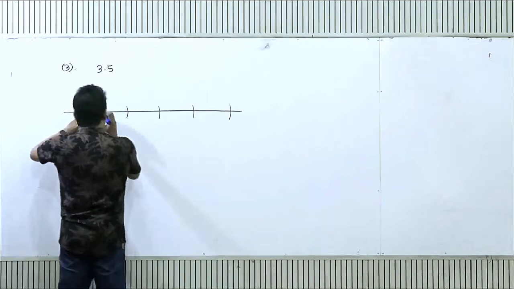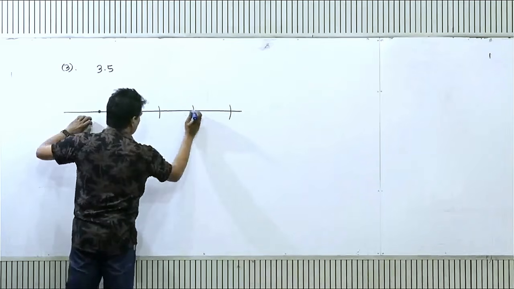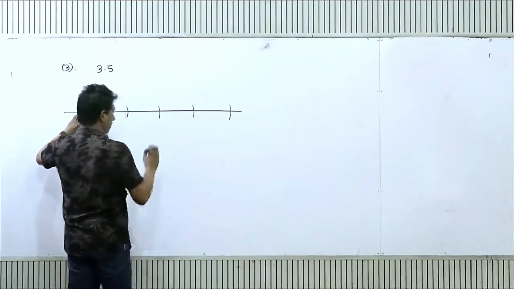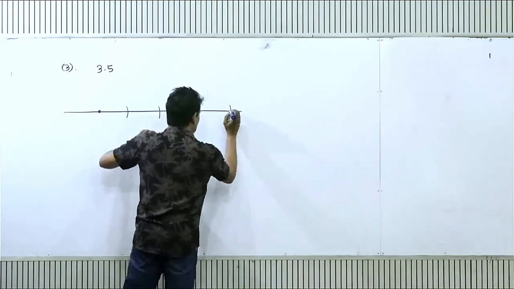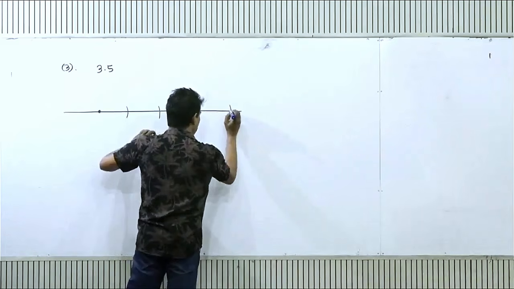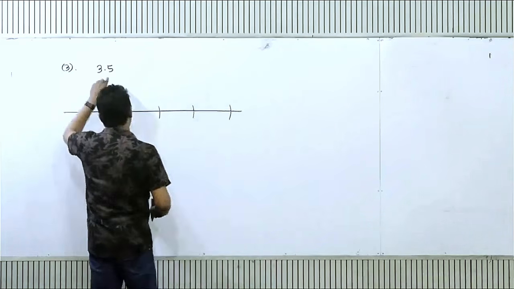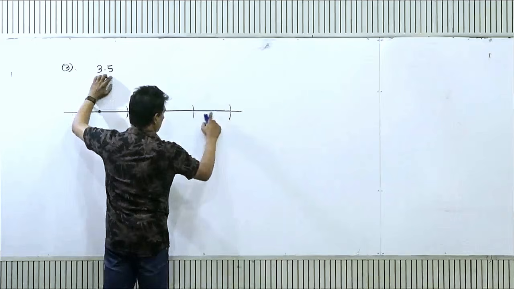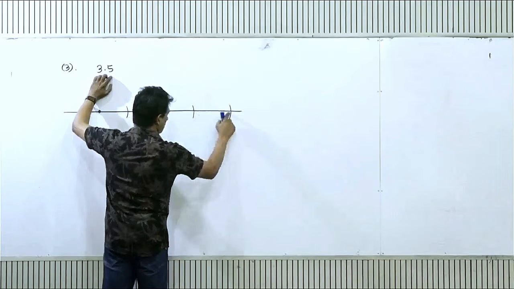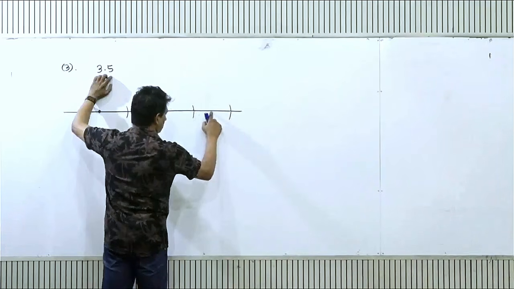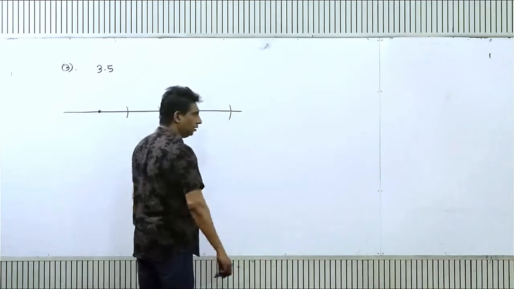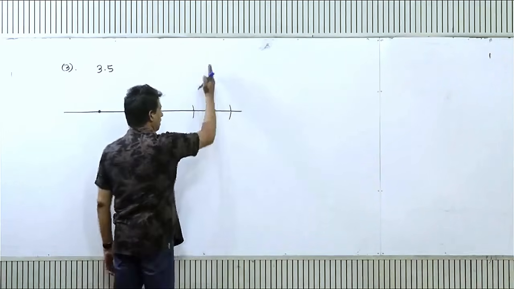Then from here to here, distance 3. No? That means this distance represents 3. This point represents 3. Then this point represents 4. But you want to mark here 3.5. That means in between, the midpoint of this straight line we have to mark. That means we have to create a bisector.